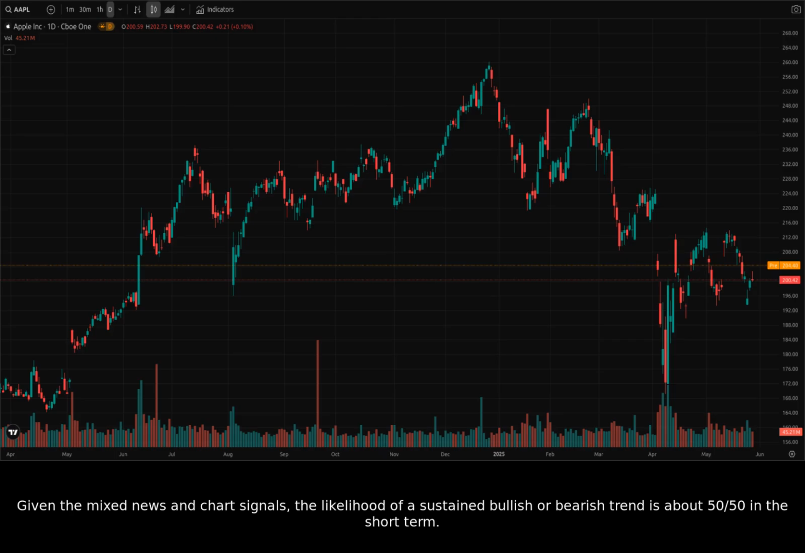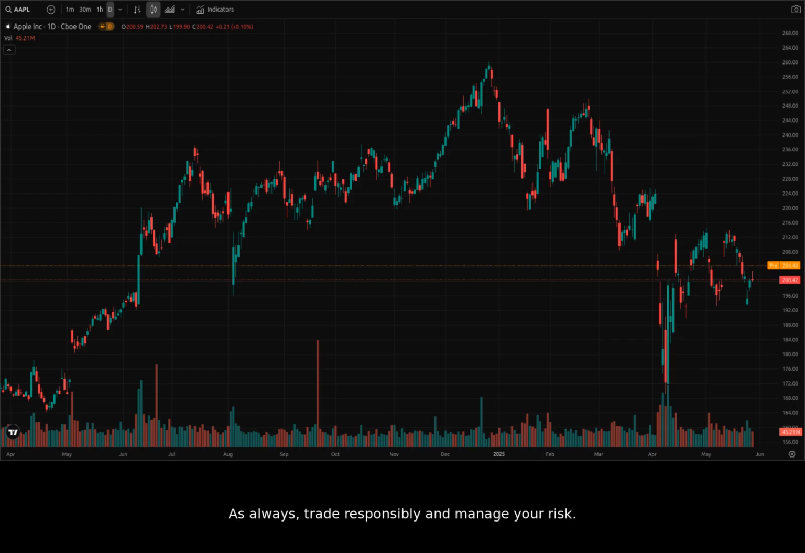Given the mixed news and chart signals, the likelihood of a sustained bullish or bearish trend is about 50-50 in the short term. Keep an eye on upcoming news related to trade and product announcements, as these could significantly impact the stock. As always, trade responsibly and manage your risk.